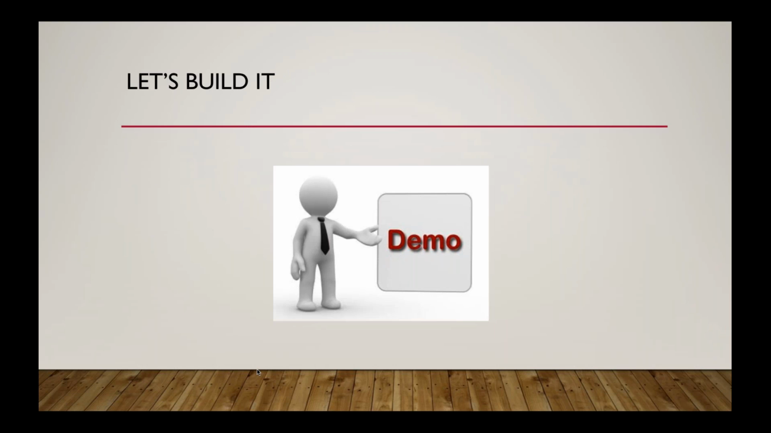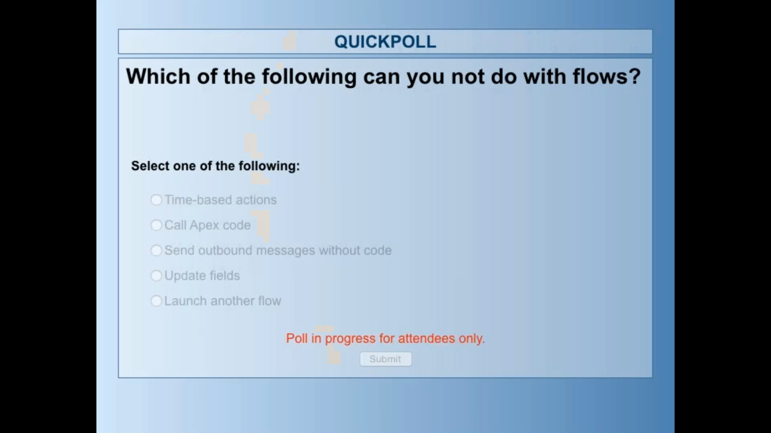All right, I went through some of that kind of quick. Right before we jump into the demo, we've got another poll to throw up just to pull your memory a little bit. So let's throw this poll up here real quick before we jump into the demo. Which of the following can you not do with a flow?